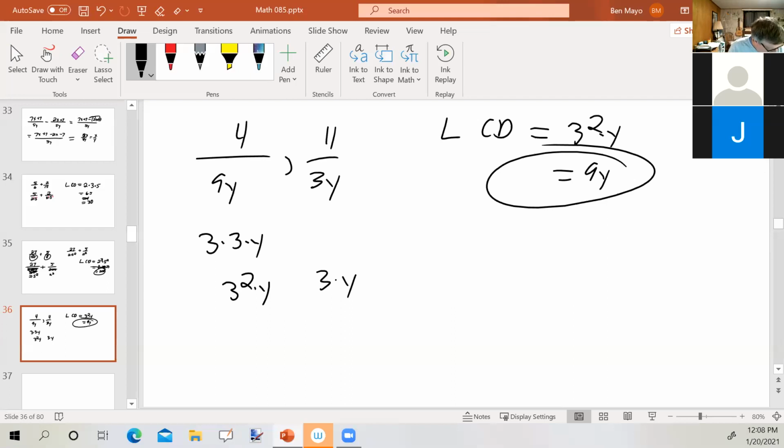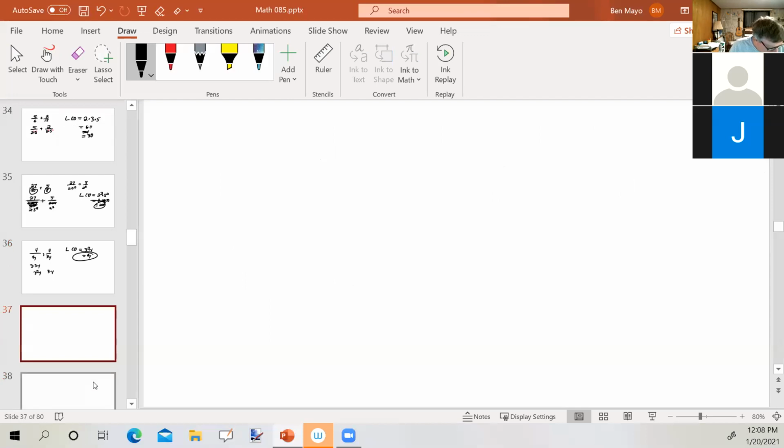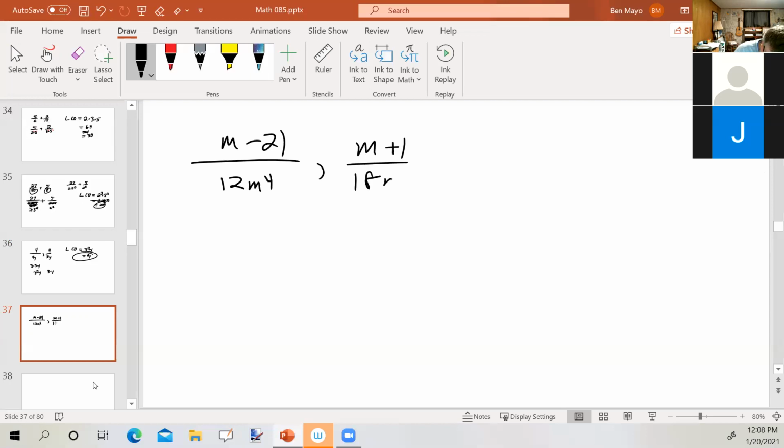Okay. So let's take a look at another example. M minus 21 over 12m to the 4th, and m plus 1 over 18m.